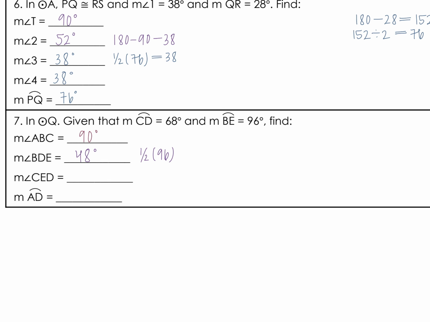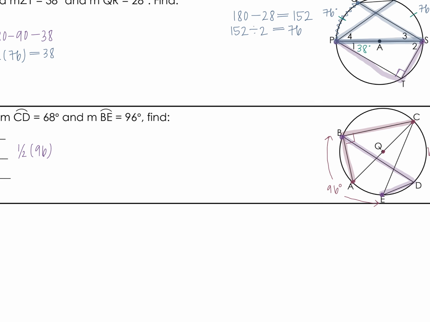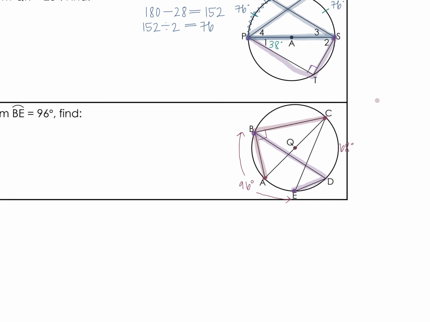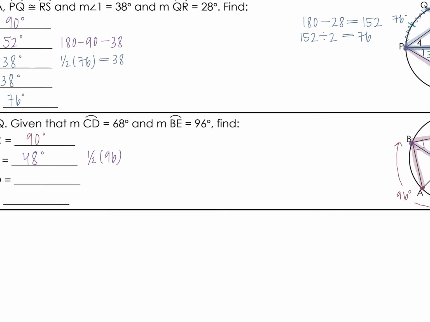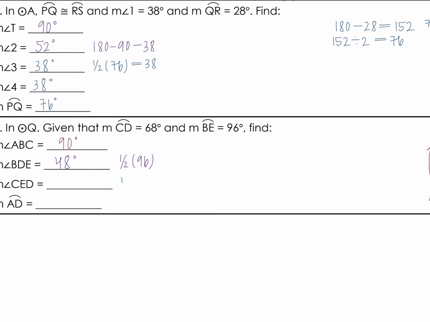Okay. Then we have the measure of angle CED, starting at C, going towards E, and then D. That is another inscribed angle that's going to have our endpoints along that arc that is 68 degrees. So I'm going to take half of 68 degrees, and I'll be left with 34 degrees for my answer.